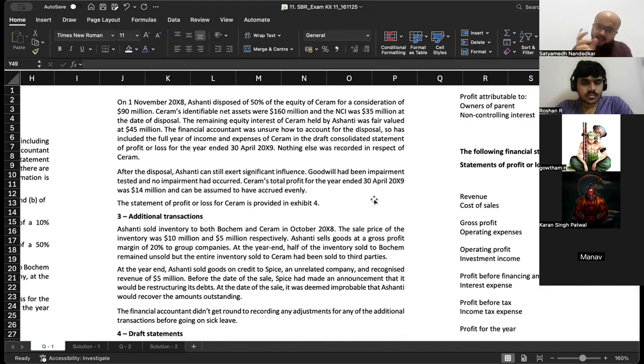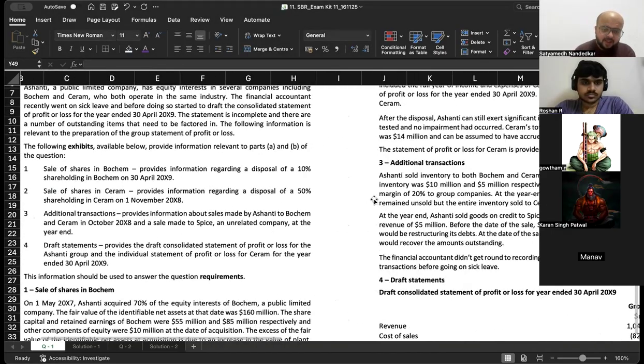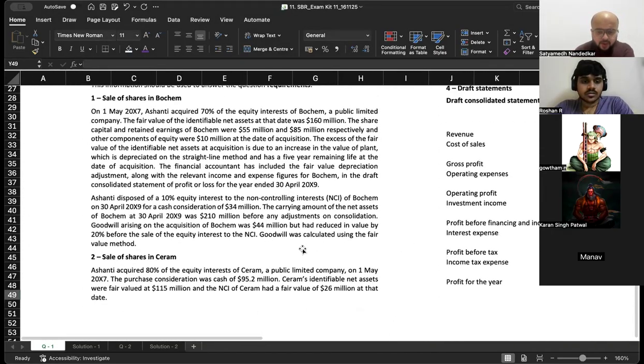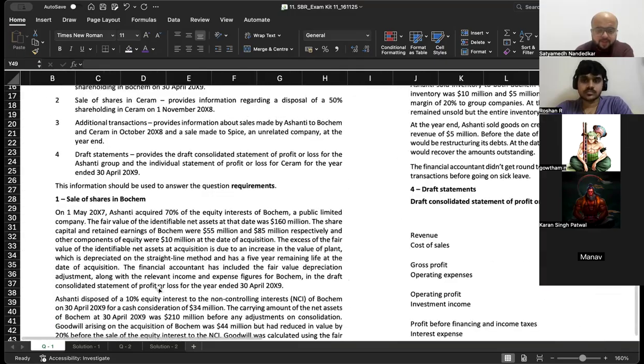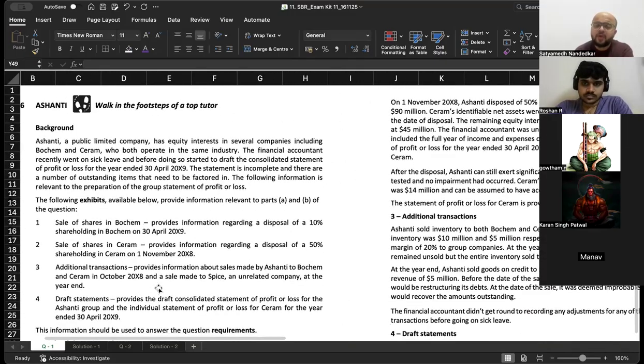You just need to tell earlier there was a 70% holding, now there is a 50% holding. ठीक है. When was the holding sold? Not 70, 80% was there and 50% is sold. So you still have a 30% holding in the company. ठीक है. It was sold on 1st of November 2008.